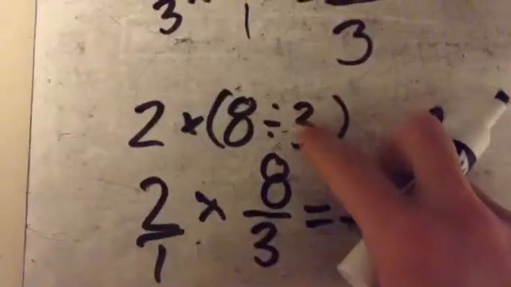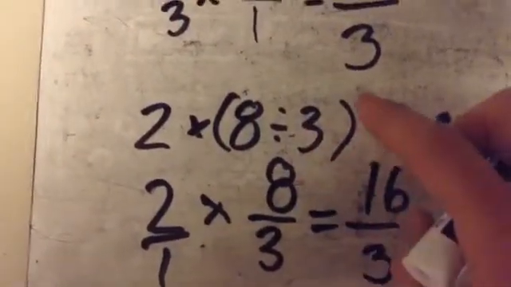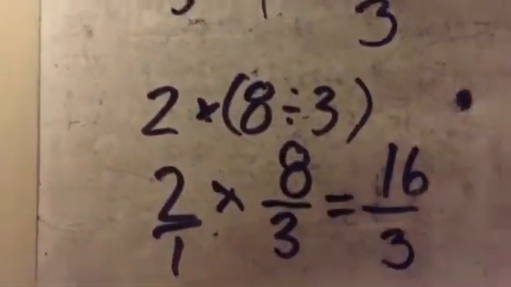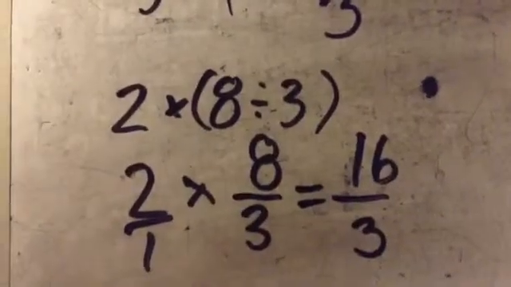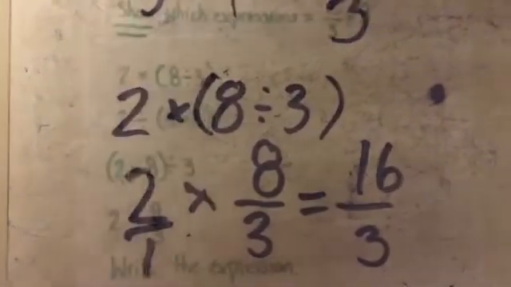Alright, fractions and divisions are the same thing. 8 divided by 3 is essentially 8/3. I don't need to divide it out. I'm going to get a decimal number, mixed number. Alright, just keep it simple.